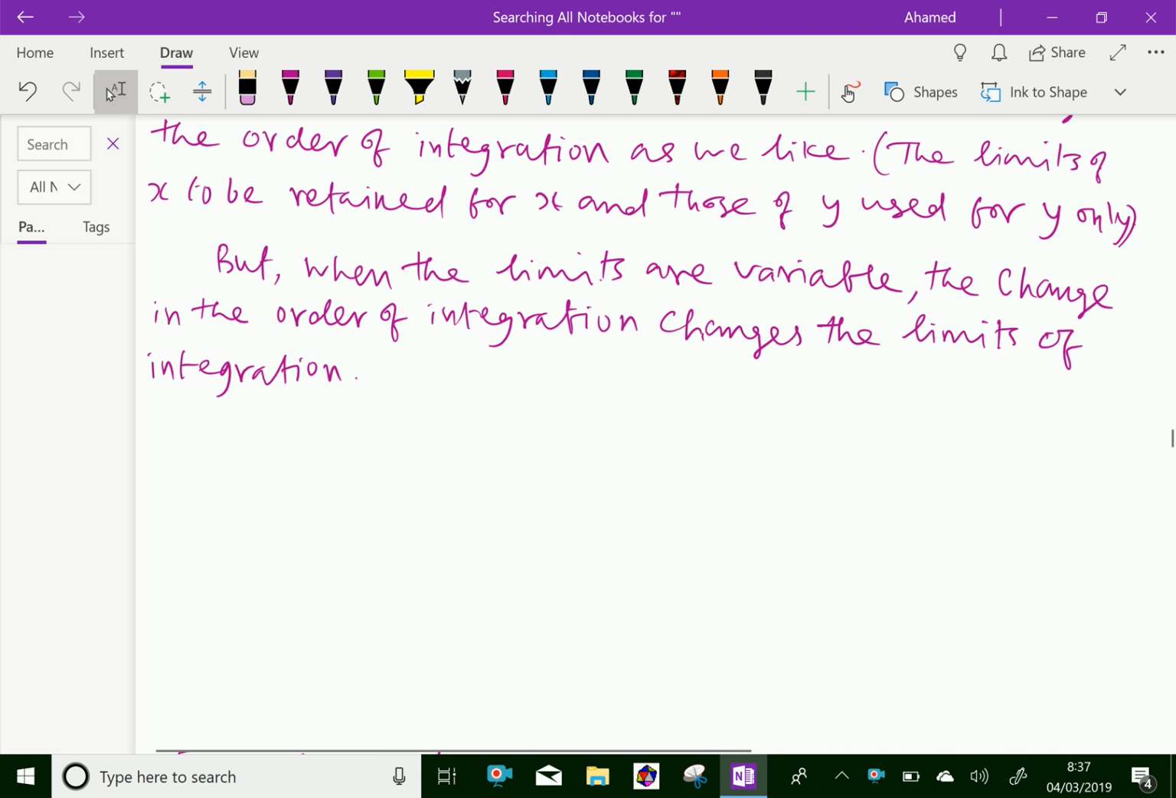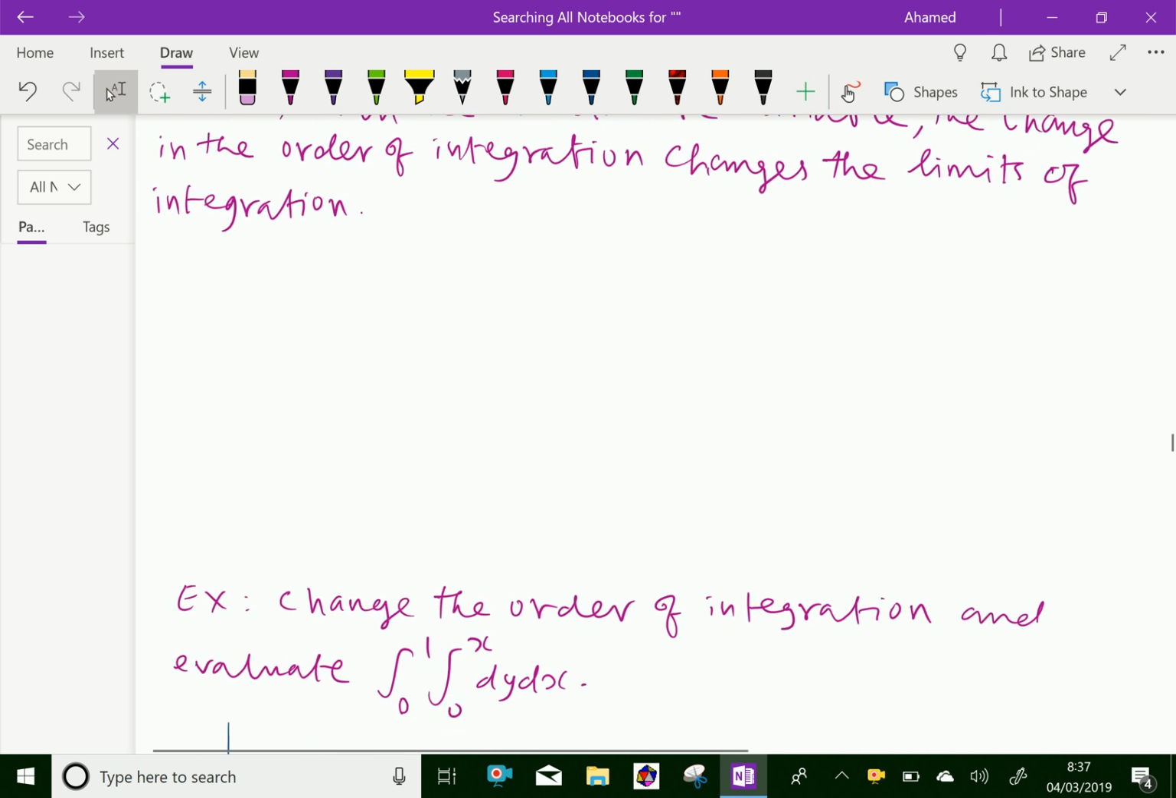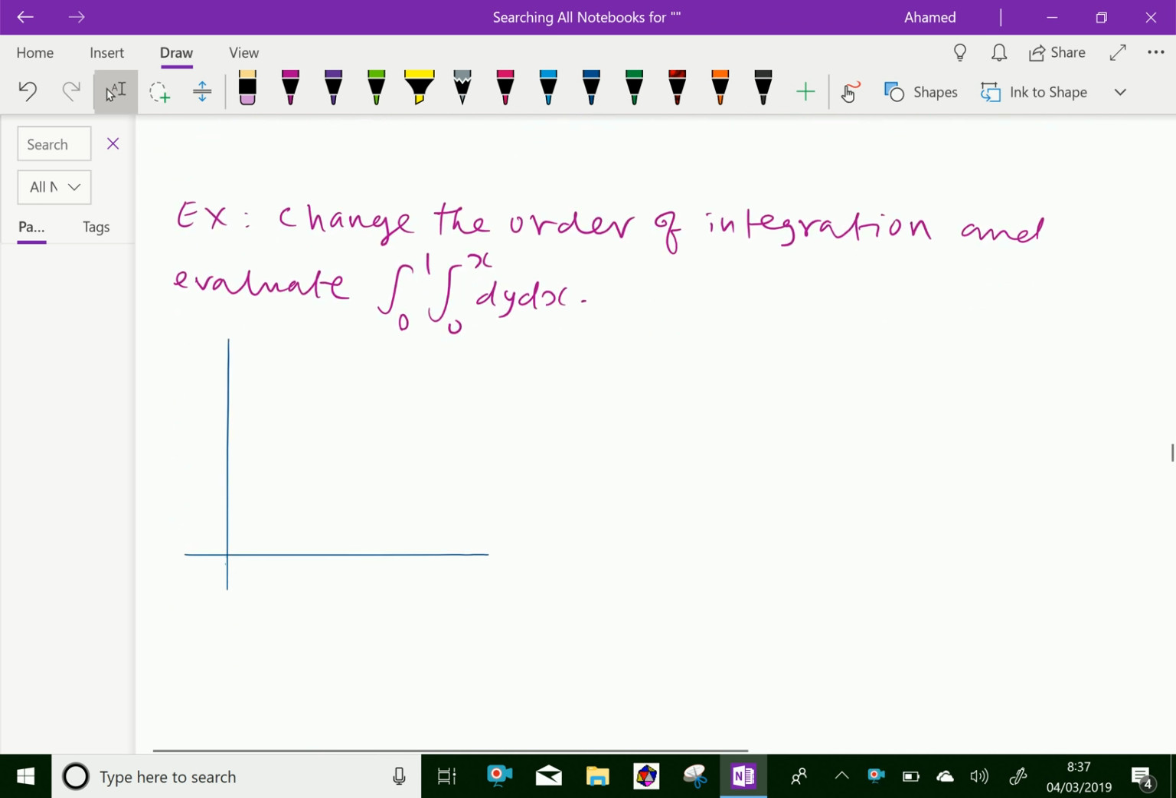This concept we can understand by using one example problem. Look at this example problem. Change the order of integration and evaluate the integral from 0 to 1, integral from 0 to x, dy dx. Here the inner integral is with respect to y and the outer is with respect to x.